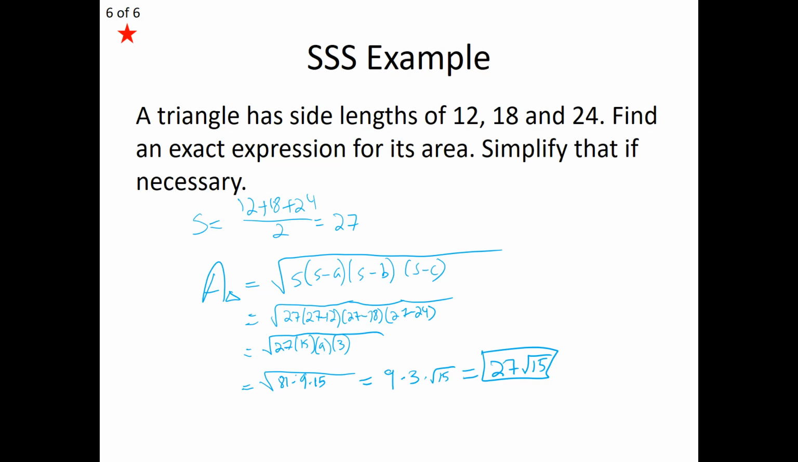All right. So we've come to the end of our 10.5 lesson on looking at our two other special cases of finding the areas of triangles, the side-angle-side and the side-side-side case.